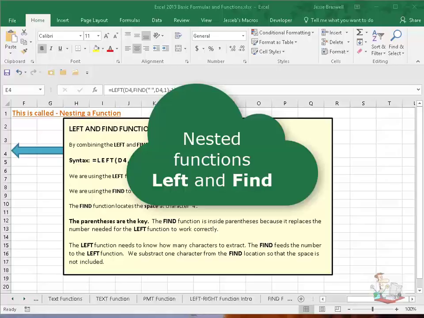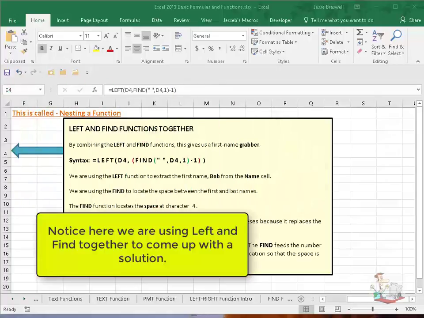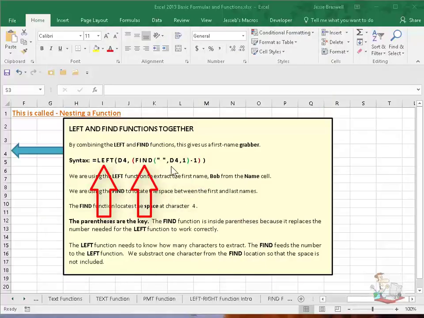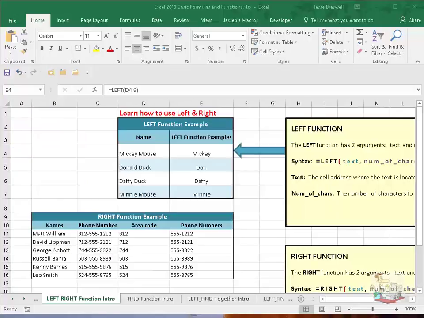Now, nesting functions is a way that you can take multiple functions, more than one, and they may not be the same, and put them together to accomplish a job. So first we need to kind of understand each one of these functions.